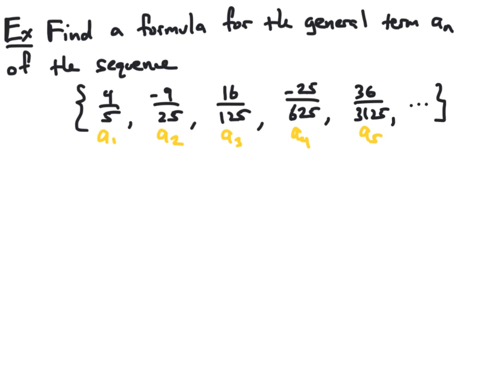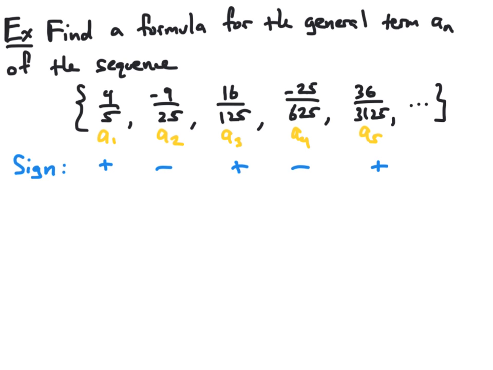We probably see some patterns in these terms right away, but any kind of sequence like this can always be broken down into 3 different pieces. The first piece is the sign of the number, whether they are each positive or negative. In this case, A1, A3, and A5 are all positive, and A2 and A4 are negative. And so we have an alternating negative sign here. The first, third, fifth are positive, and the second and fourth are negative.